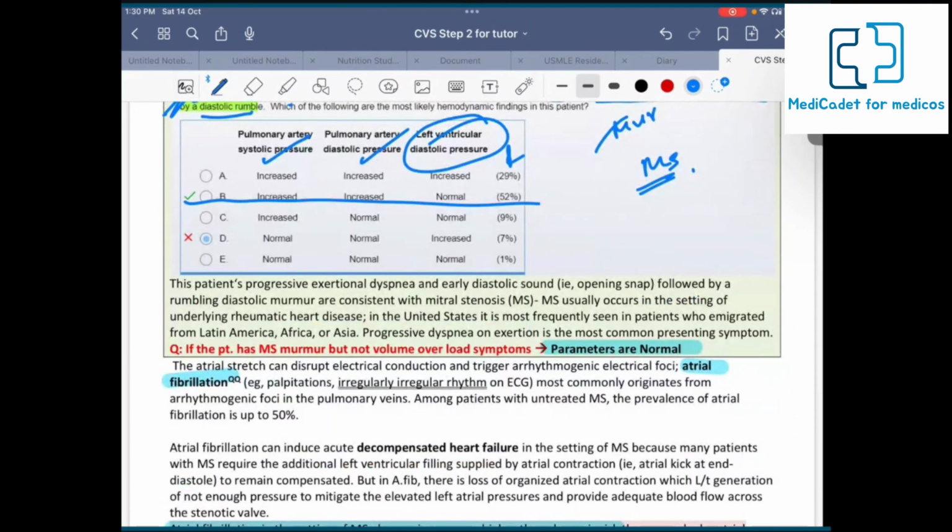And what they're saying is, with an MS murmur, sometimes the parameters could be normal. If it is a less severe form of mitral stenosis, the parameters could be normal. That's what they're saying. But they're not going to ask a question with this.